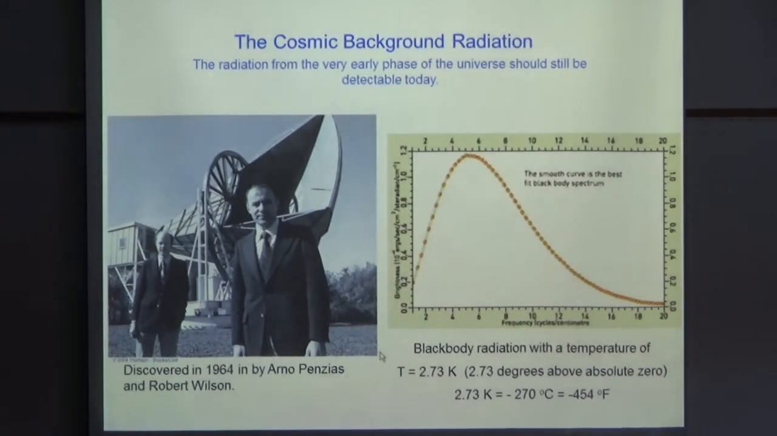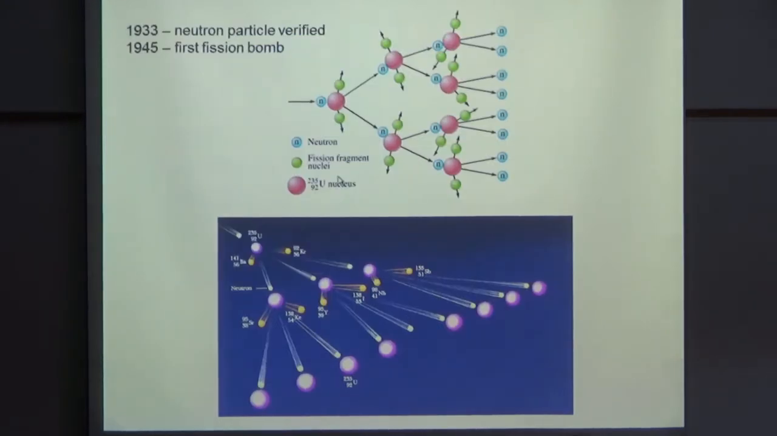And in 1964, two engineers working for Bell Labs stumbled across microwave noise from a horn that they were experimenting with, trying to improve microwave communications. You're the beneficiary of it today with your cell phones. But anyway, they tripped over the cosmic microwave background radiation.